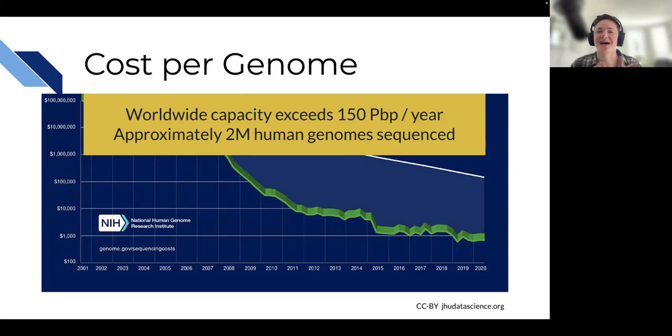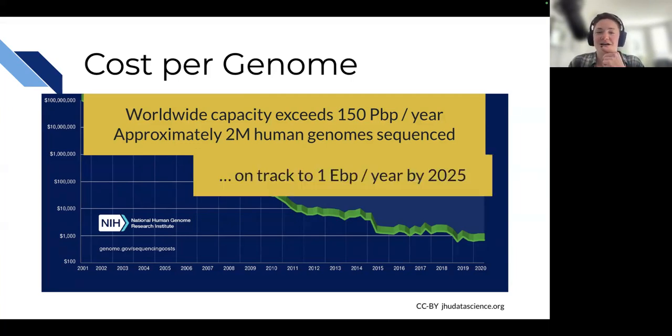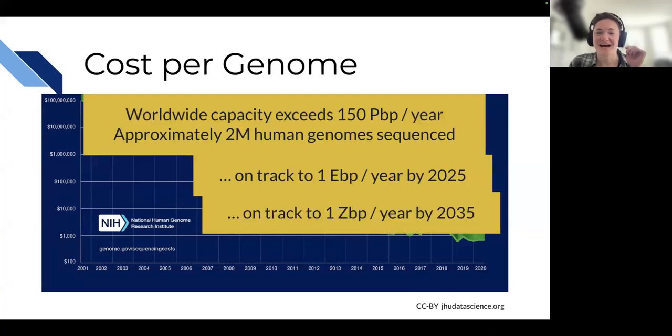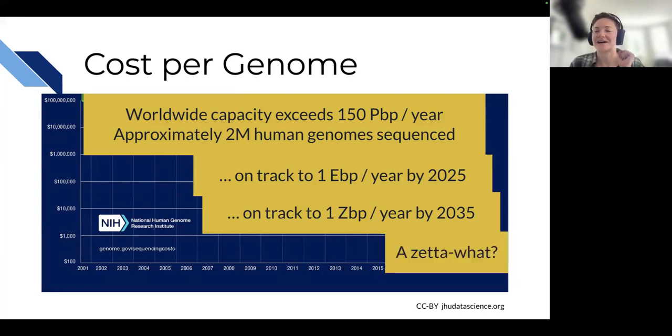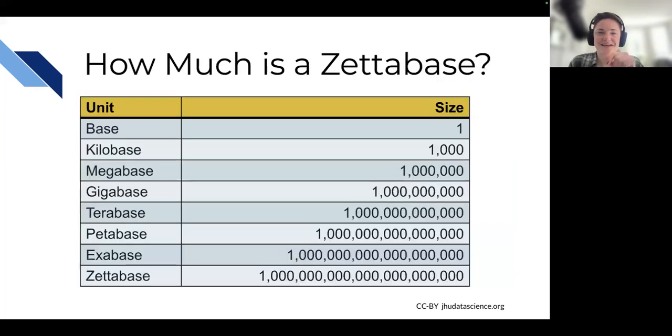So our worldwide capacity to sequence genomes is about 2 million human genomes a year. So that's a ton of data. We're on track to have 1 exabase pair per year by 2025. So that's just around the corner. And on track to create a zettabase pair of data per year by 2035. You may be asking what these increments are, but let's talk about that real quick.